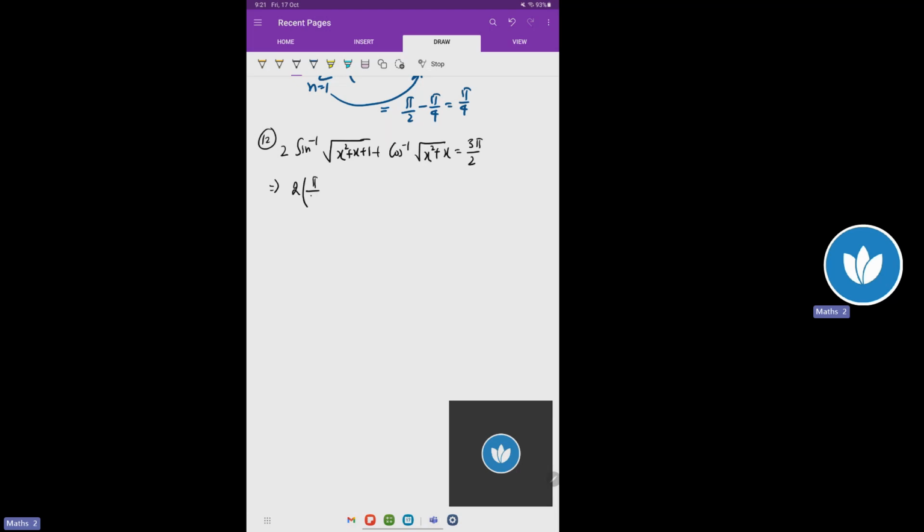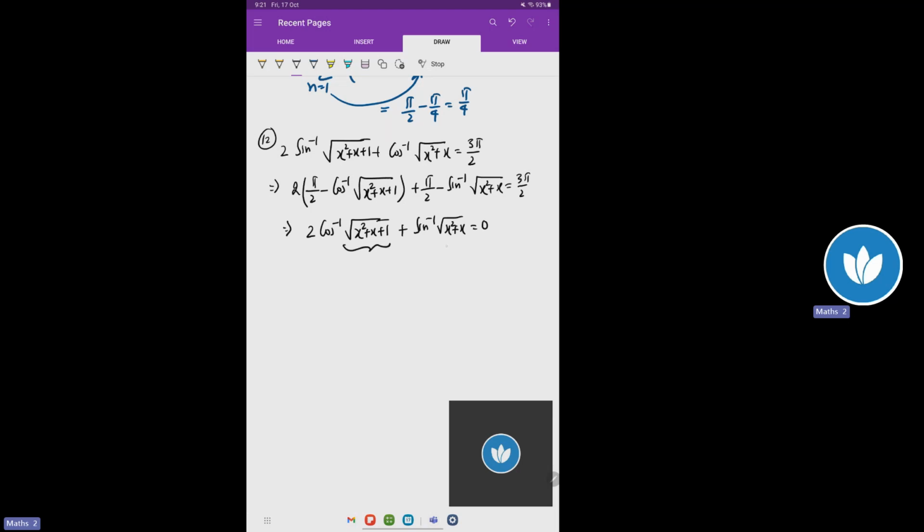We can write this as 2 into pi by 2 minus cos inverse root x square plus x plus 1. And we can again apply a formula here, pi by 2 minus sine inverse root x square plus x. So this is 3 pi by 2. Obviously, if you expand this, 2 cos inverse root x square plus x plus 1 plus sine inverse root x square plus x will be equal to 0.